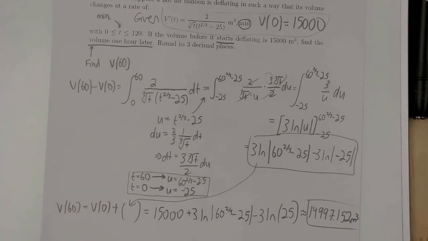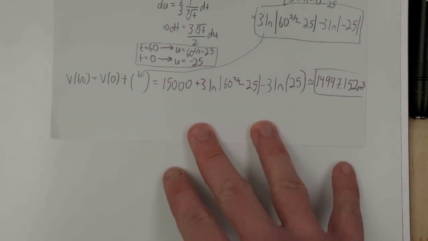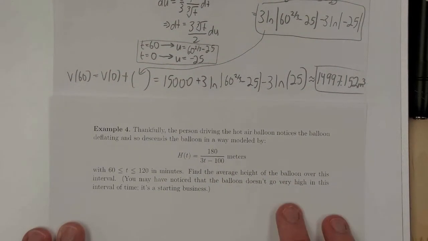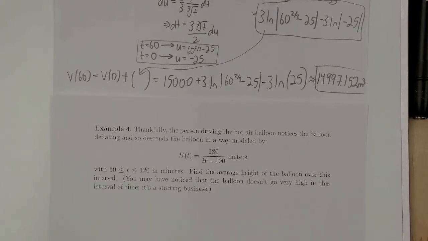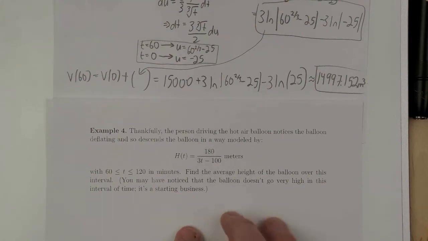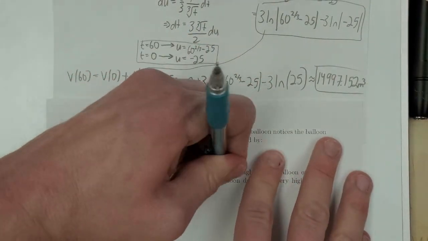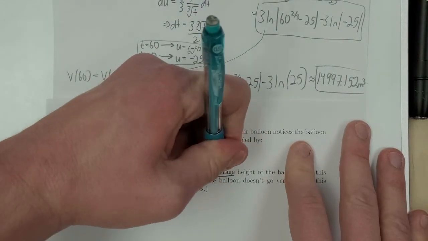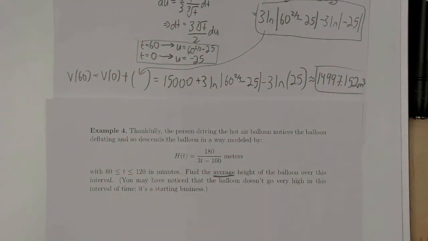So, sort of a continuation from example 3. Thankfully, the person driving the hot air balloon notices a balloon deflating and so descends the balloon in a way modeled by h of t equals 180 over 3t minus 100 meters, with t between 60 and 120 minutes. And the goal is we need to find the average height of this balloon over the interval. Okay?